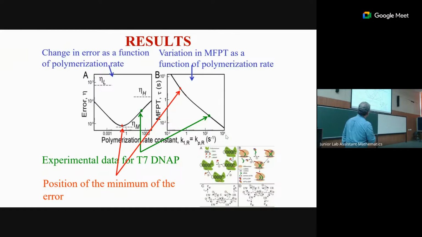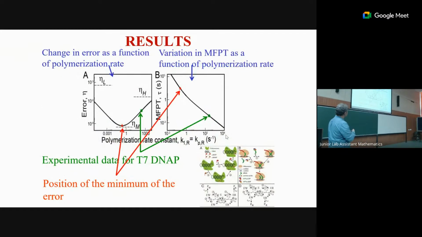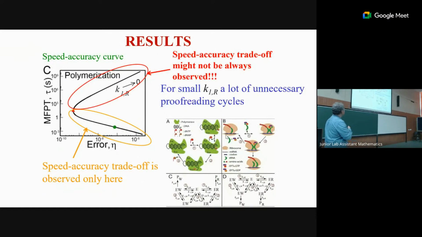It's not convenient to look at two graphs, so you can combine them in one graph. So this one graph is the same as the graphs over there. And so this is mean first passage time, this is error, and this curve corresponds to different values of one of the rates, the polymerization rate. And then let's look at this branch. So this branch is the one where the speed accuracy trade-off is followed. So you see, if you want to be more precise, you go along this line, you will be slower because time goes up. Okay, if you want to be less precise, you will be faster. So the speed accuracy trade-off works here.